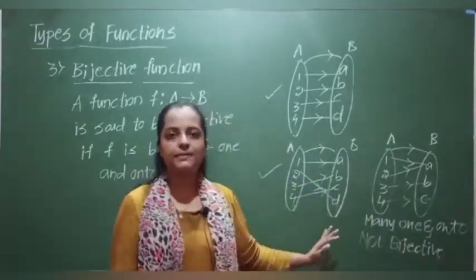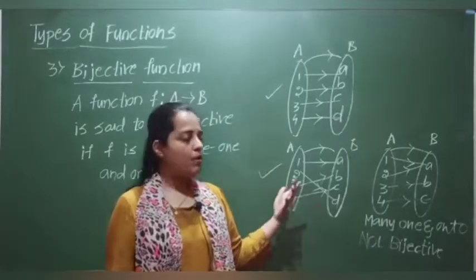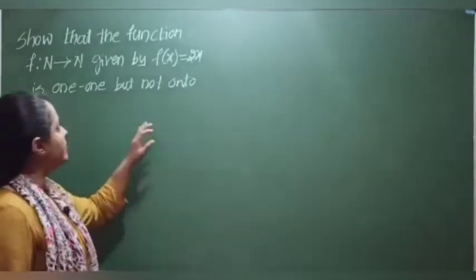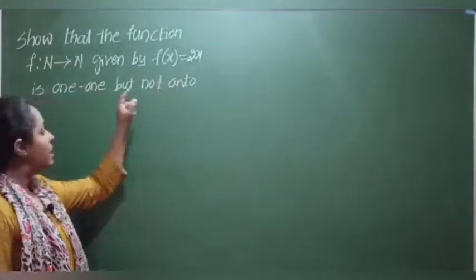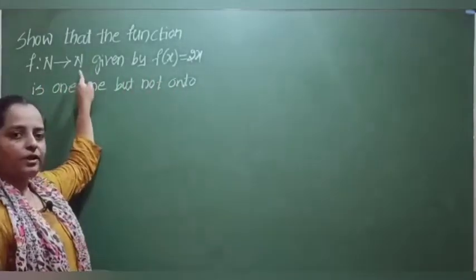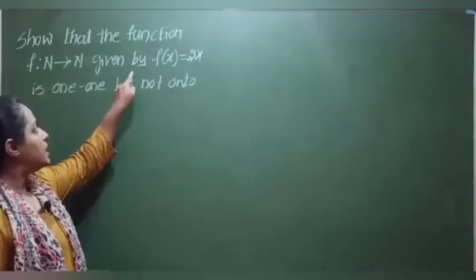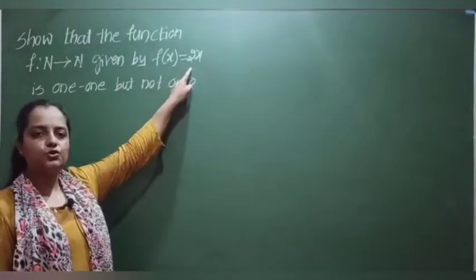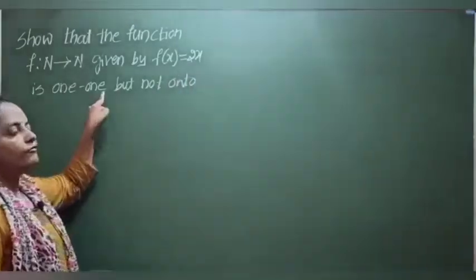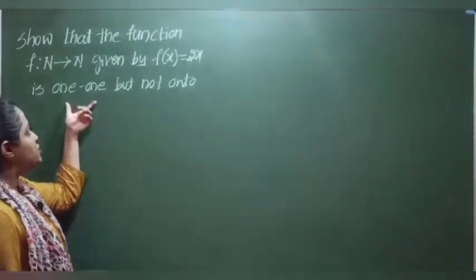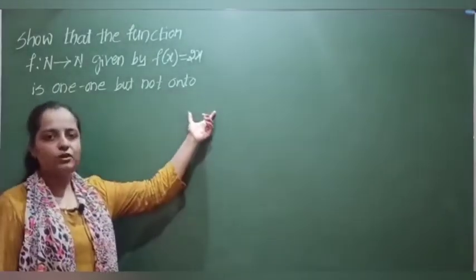Now we'll take examples, so that you can understand exactly what a one-one and onto function is. What they have given: show that the function f from N to N, a function from the set of natural numbers to the set of natural numbers given by f(x) = 2x, is a one-one function but not onto. We have to show this function is one-one and not onto.